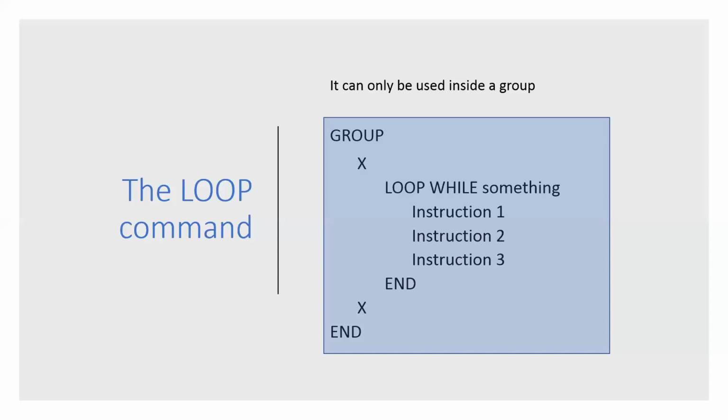But the idea is if you want to use the loop command, you have to put it inside a group. The loop command has its own word end. You have to say loop while something is happening. Put the instructions that need to be repeated 10 times, 100 times, 1,000,000 times. And somewhere also tell this loop command to terminate, to stop repeating those instructions. I don't want to spend the next 20 years waiting for ACL to process those 3 instructions because I forgot to tell it to stop at some point.